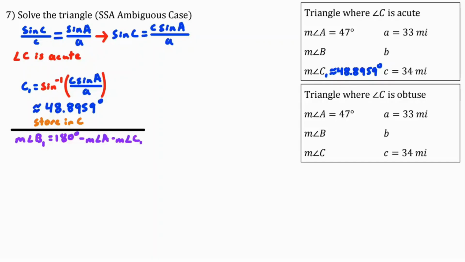Next, let's solve for angle B. All three angles should add to 180 degrees. Solve for angle B, and you get 84.1041 degrees. And again, store that onto the calculator. Then let's section this off.